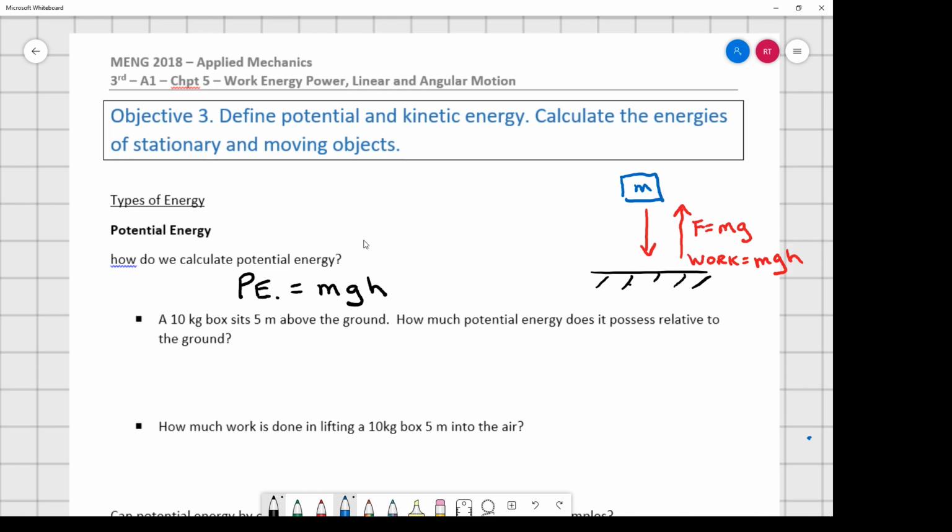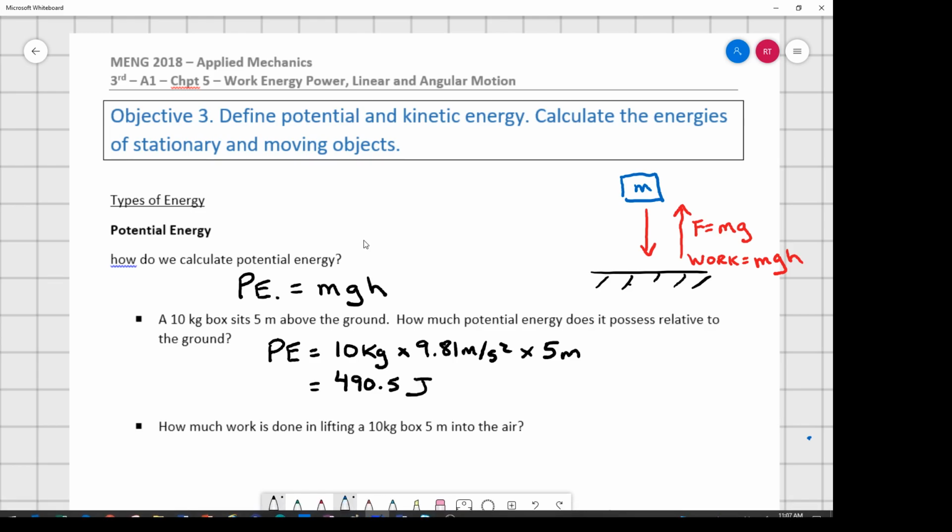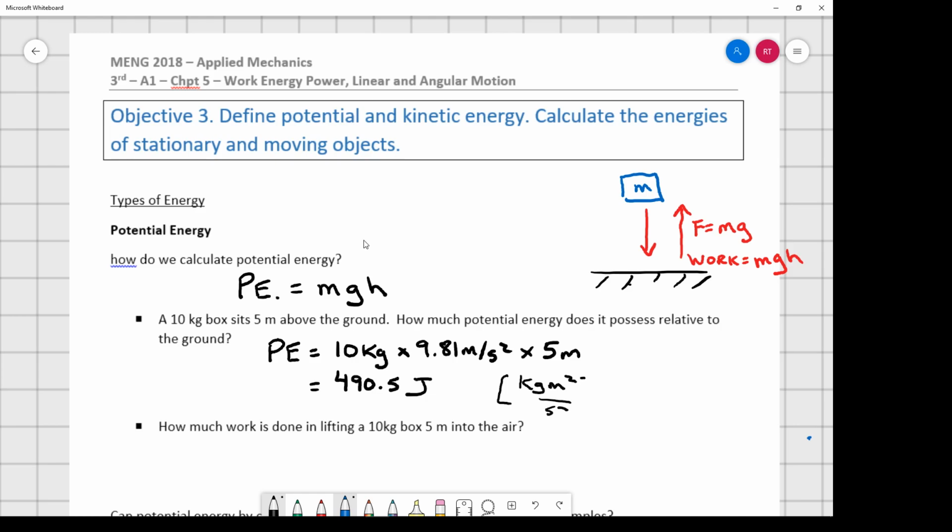So a 10 kilogram box sits 5 meters above the ground. How much potential energy does it possess relative to the ground? So PE is going to be equal to the mass, 10 kilograms, times gravity, 9.81 meters per second squared, times the height, 5 meters. And if we calculate that out, we get 490.5 kilogram meter squared per second squared. Yikes. Joules, which in this case was equal to my kilogram meters squared per second squared.